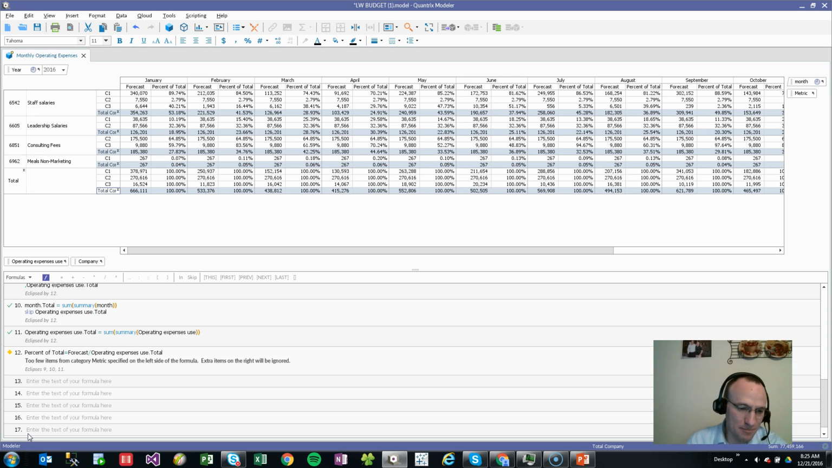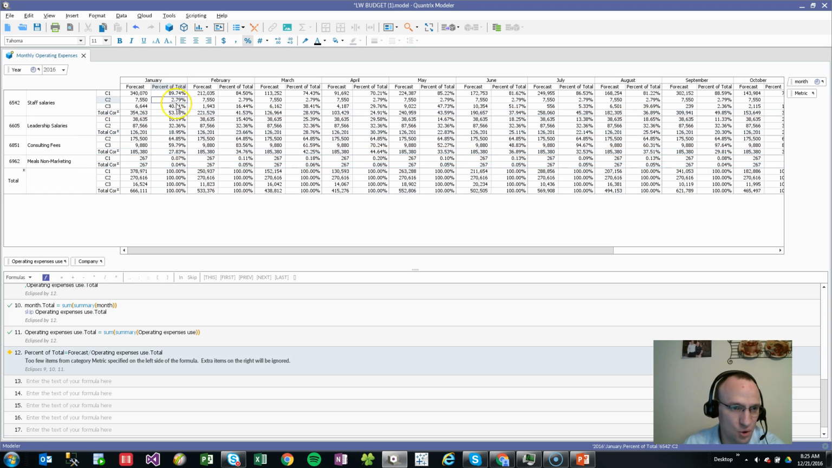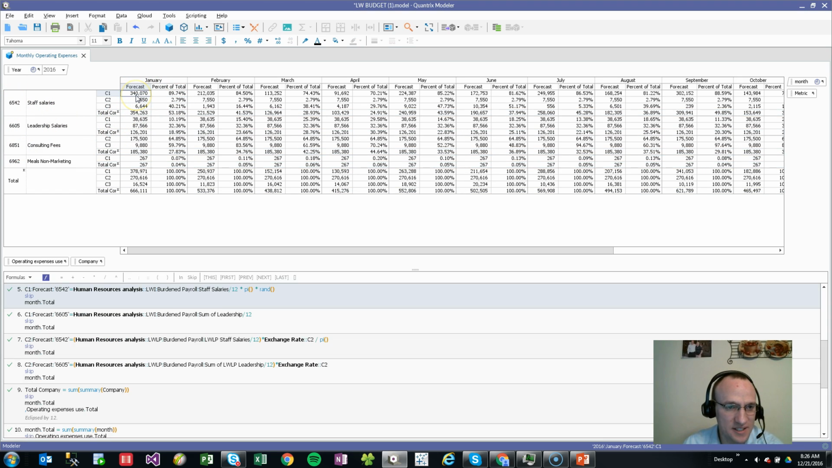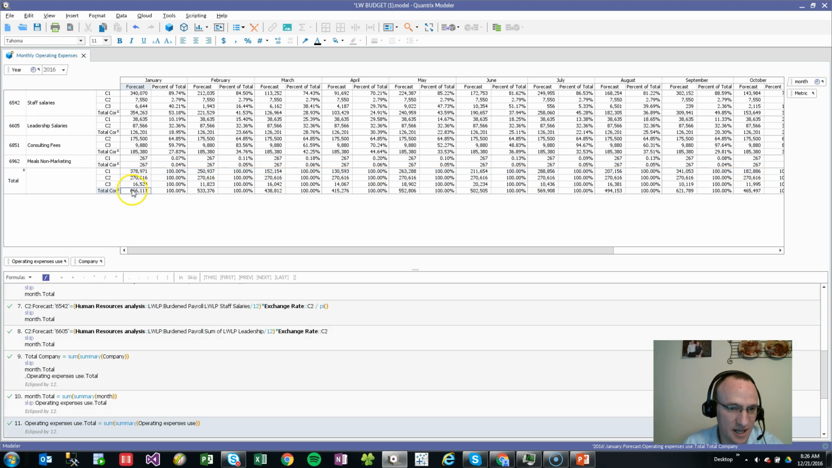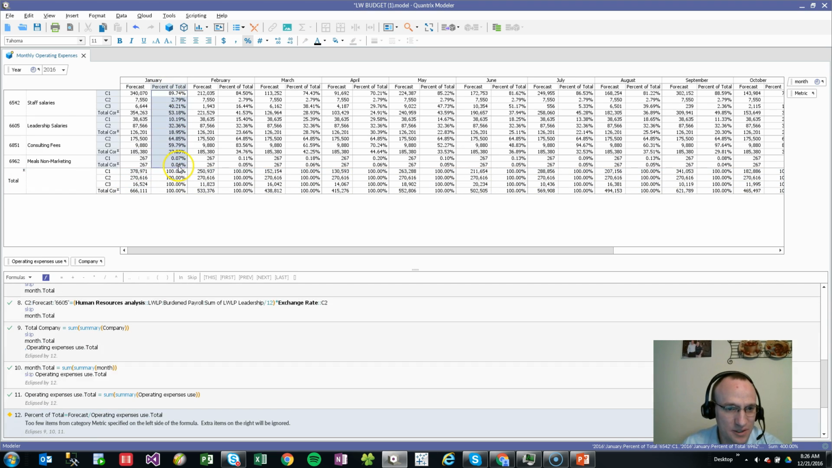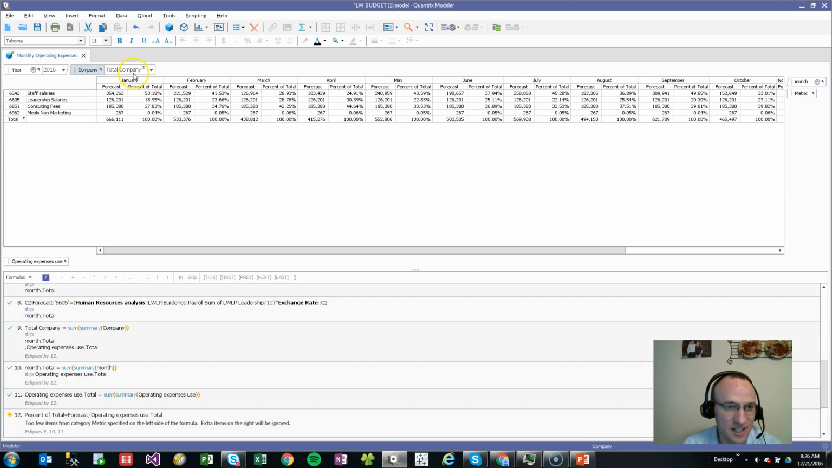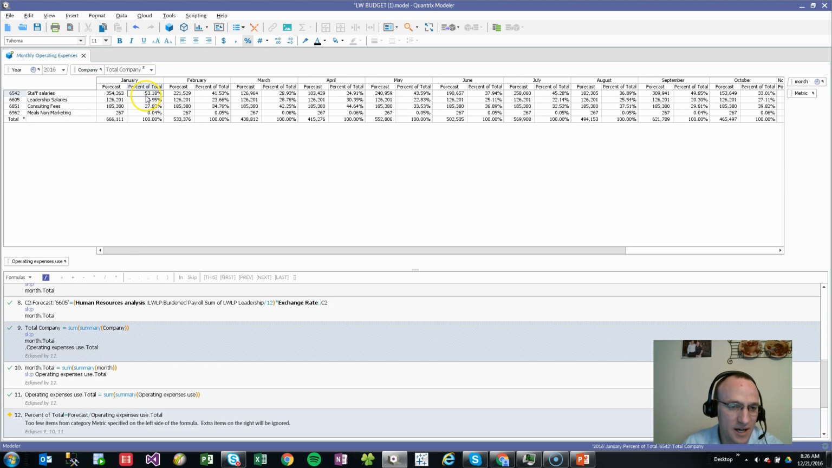I have here a model, and what I'm trying to calculate is the percent of total for each one of these accounts. So what I want to do is take the forecast and divide it by the total company forecast here at the bottom for all of the operating expense accounts. I would expect to see these accounts add up to 100%. If I were to take company up here and do total company, I'd expect to see all of these add up to 100%, and indeed that is happening.